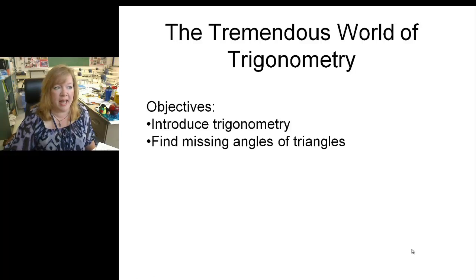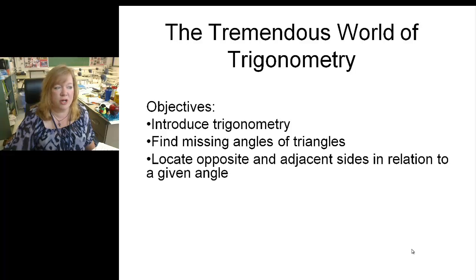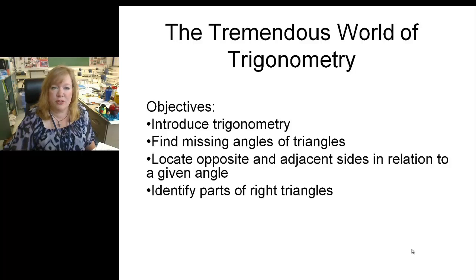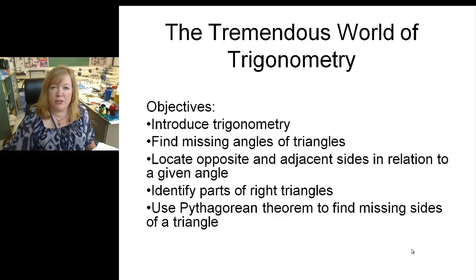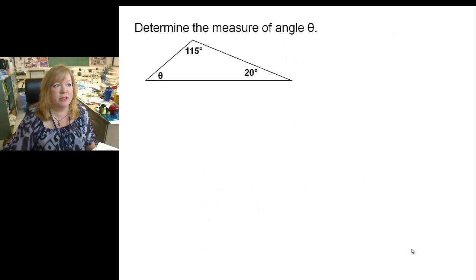So we just talked about what trigonometry is and how it's used in our world. We're going to find missing angles of triangles today, and we're also going to start with the basics, locating opposite and adjacent sides in relation to a given angle, and identify parts of a right triangle. We're also going to use the Pythagorean Theorem. I'm hoping that you all have had this before, so this should be a quick review, and let's get going.